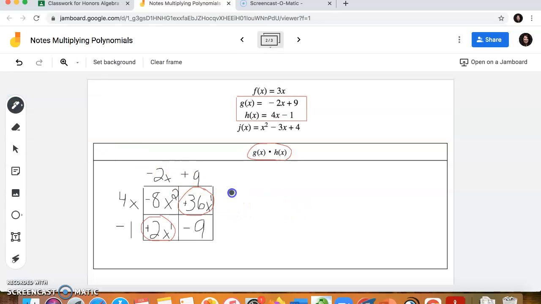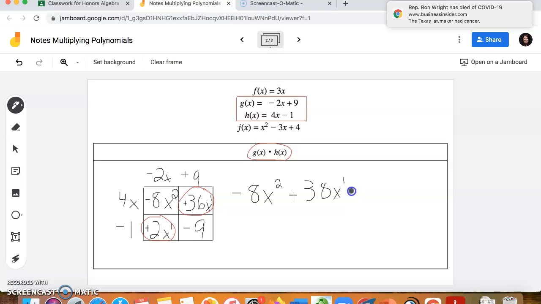So we'll write the -8x squared down. And then we'll combine the 36x and the 2x. 36 plus 2 is 38. So we'll have 38x. And if you want to, you could put it to the first power. You don't have to. And then you have -9. So that's your final answer.